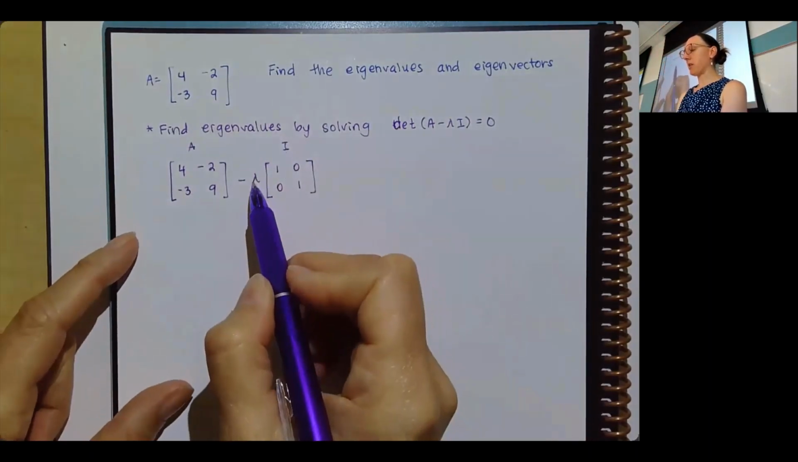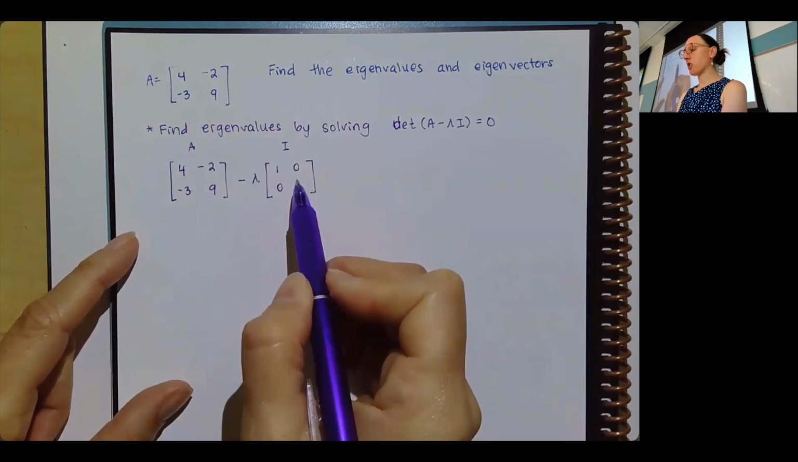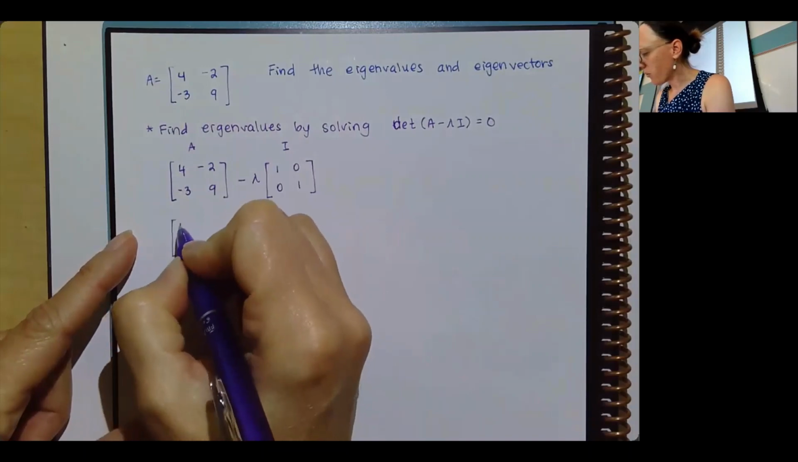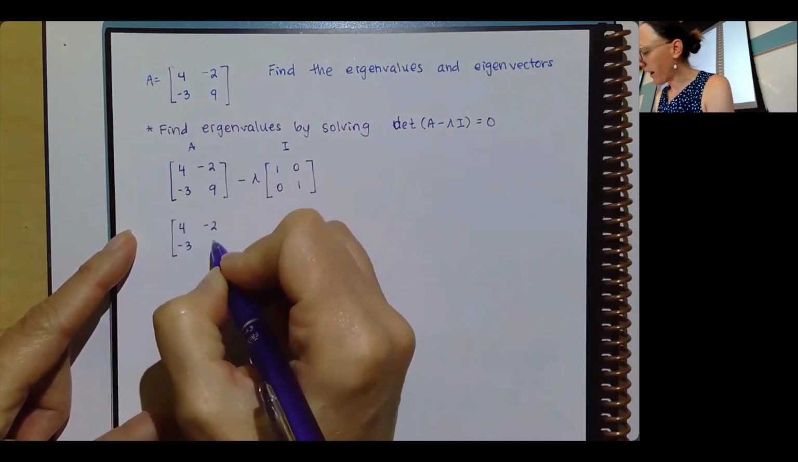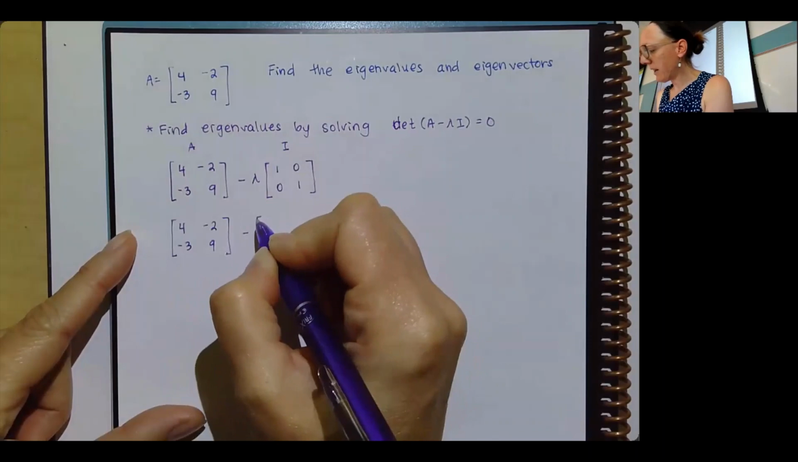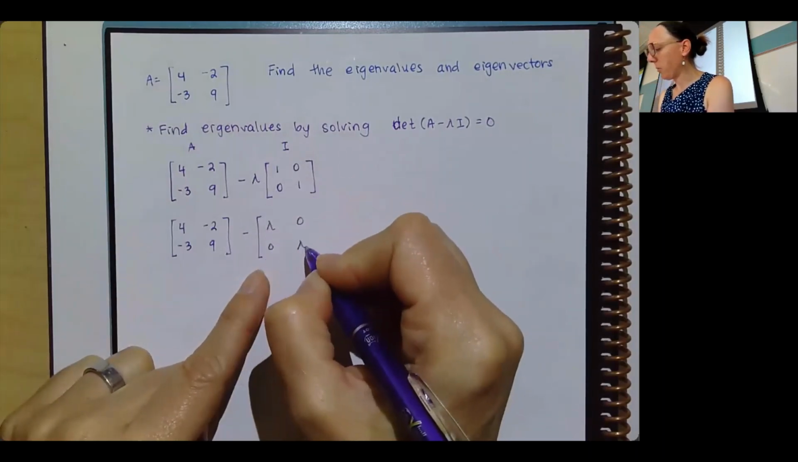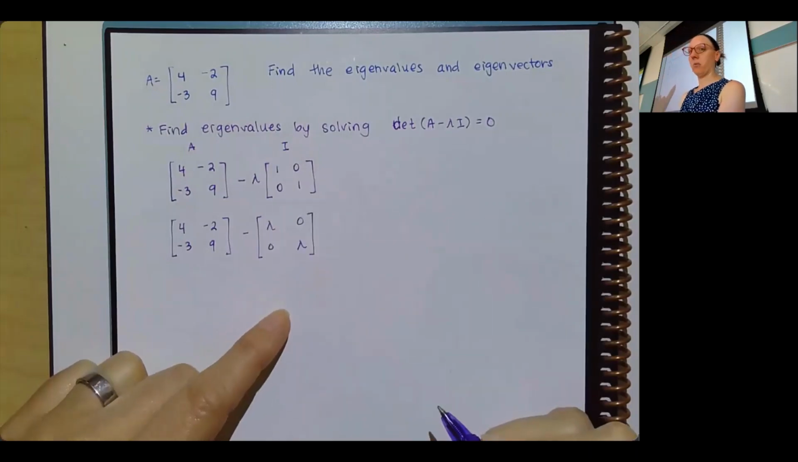If you have a number times a matrix, you can just multiply that number in everywhere. So 4, -2, -3, 9, minus, and when I multiply the lambdas in, lambda times 0 is still 0, but I do end up with lambdas on the diagonal.